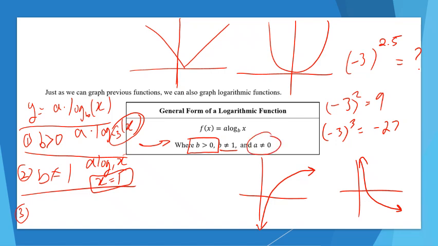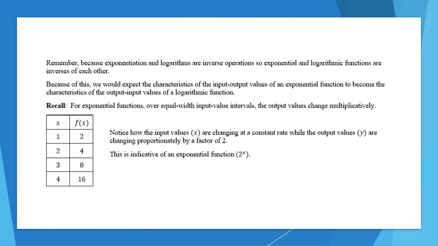And then the final criteria is that a is not equal to 0. This is because if you have a times log base b of x, with a equal to 0, it doesn't matter what the log is, the whole thing should be 0, because 0 times anything is 0. So a can be a positive number, a negative number, a fraction, a decimal, it just cannot be 0.